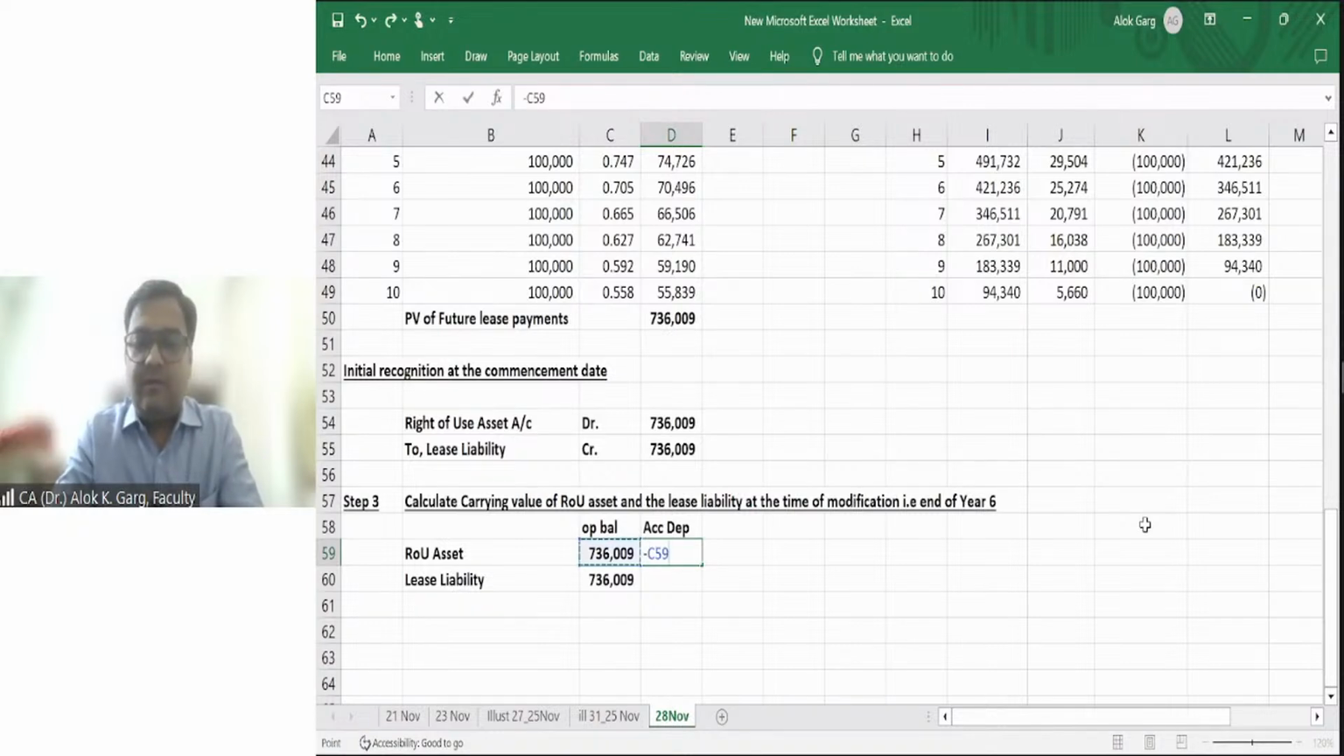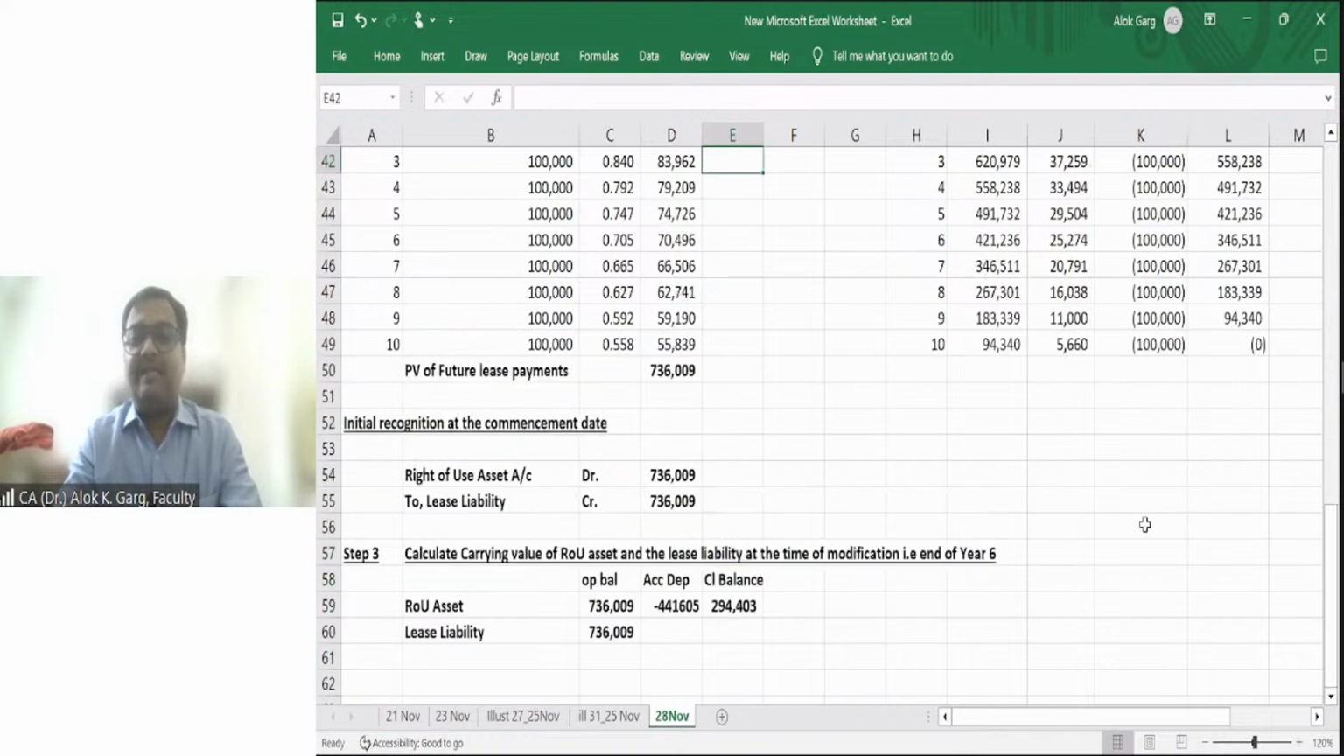The total lease term was 10 years originally. 6 years have already gone. So divide by 10, multiply by 6, 441,605. What is the closing balance? For ROU asset, the closing balance is this plus this, 294,403. For lease liability, what is the closing balance?